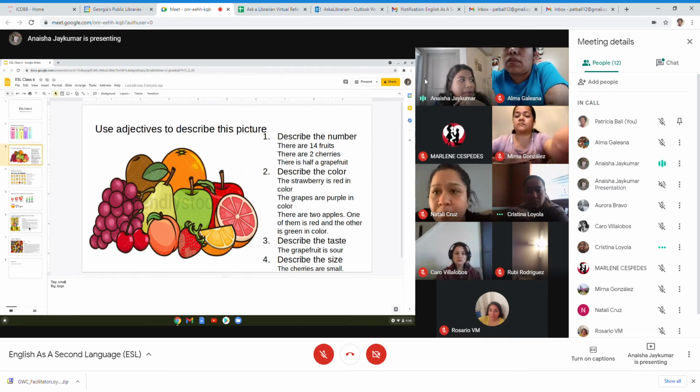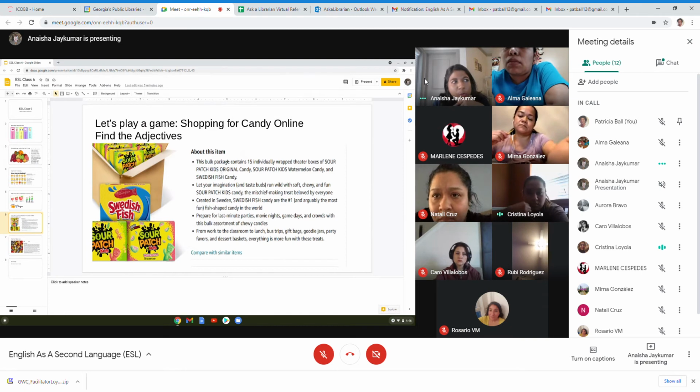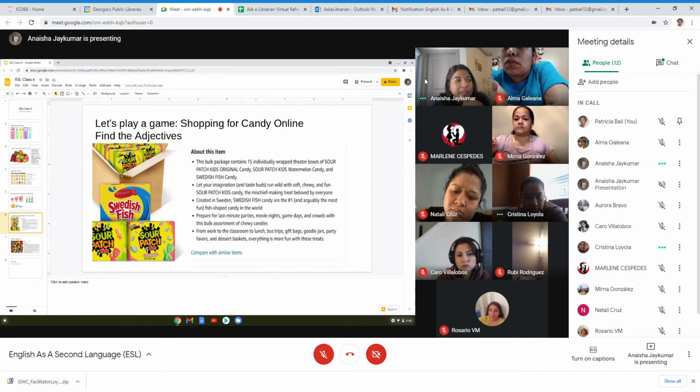So let's go back and tell me which is an adjective. Sour. Yes, that's correct. Sour is an adjective describing the candy. Now, Sour Patch, they have made this a name of their candy.